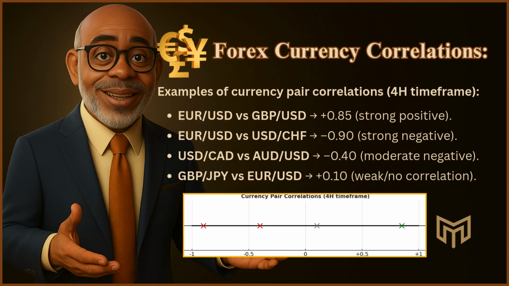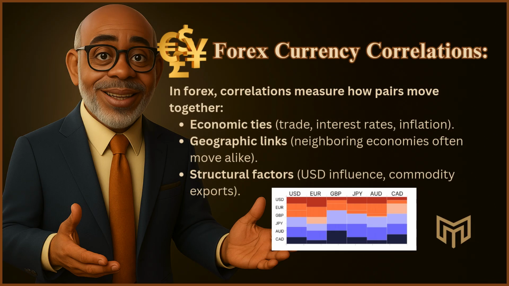Other pairs, like the US dollar over the Canadian dollar against the Australian dollar over the US dollar, show weaker correlations, closer to -0.4. And some pairs barely correlate at all, like the British pound over the Japanese yen against the euro over the US dollar at just +0.10.